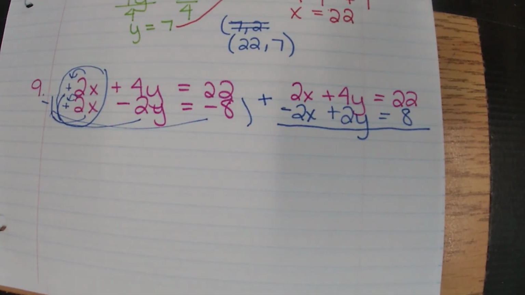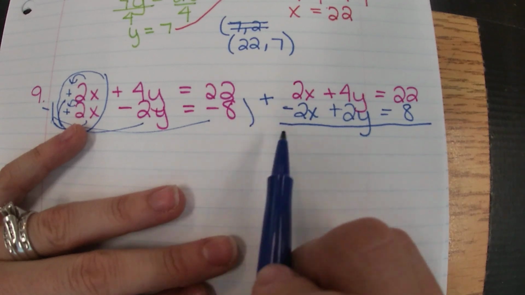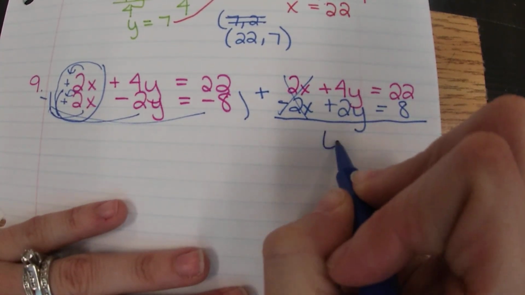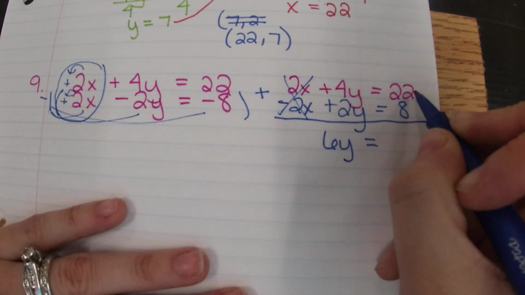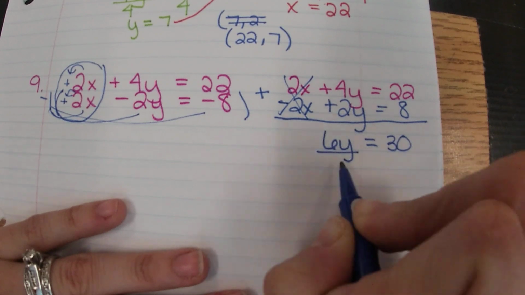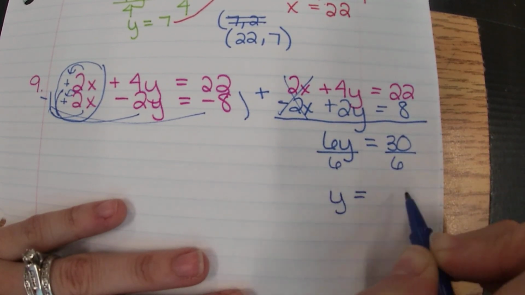Okay, once I've multiplied through, those are now the opposite signs, right? A positive 2 and a -2, which is exactly what I want to happen. And now I can add straight down. So 2x and -2x, those cancel. 4y plus 2y will give me 6y. And 22 plus 8 will give me 30. I now have a one-step equation I can solve.